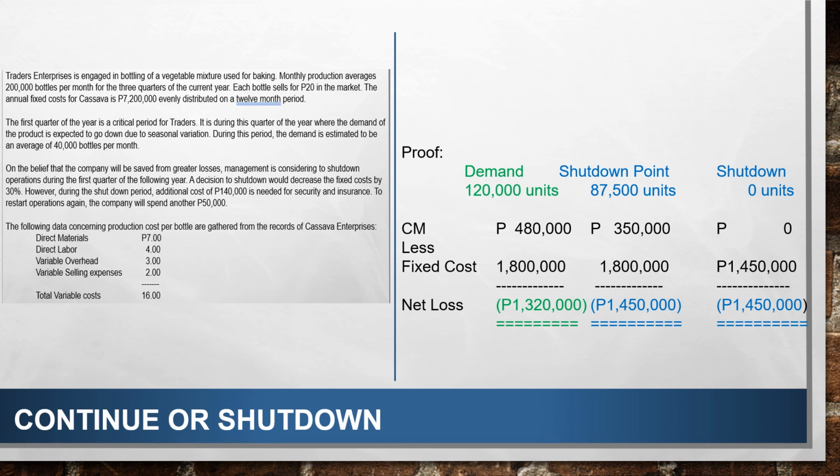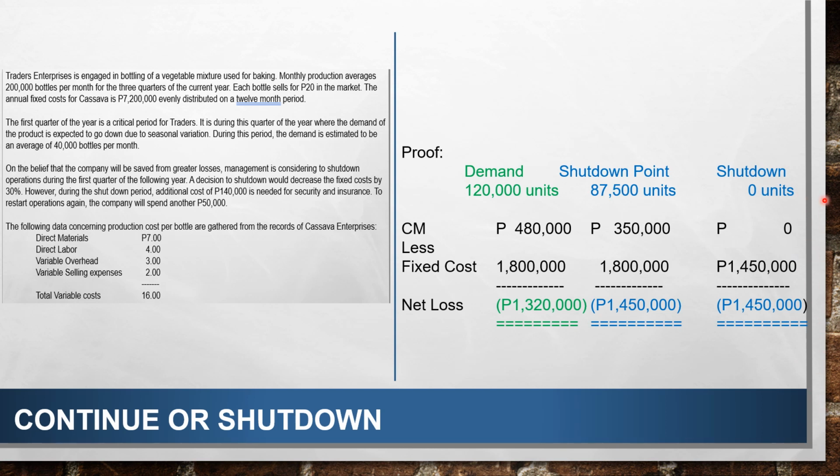So again, we have the decision criterion that as long as demand is higher than the shutdown point, then we should continue our operations. So that is 120,000 is higher than 87,500. So we better continue. But if you want more proof of our analysis, we can have this analysis. Okay, so let's start with the shutdown units.